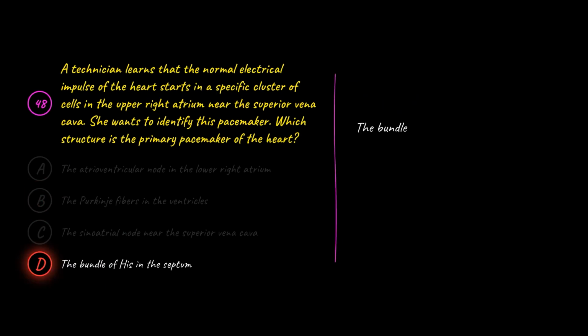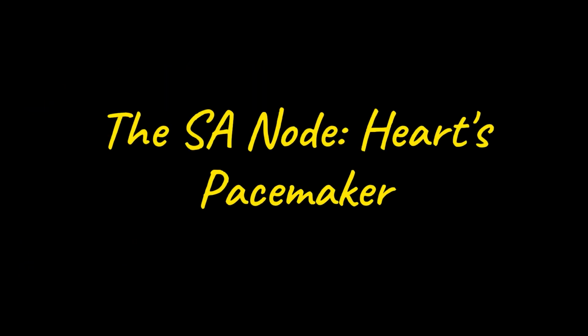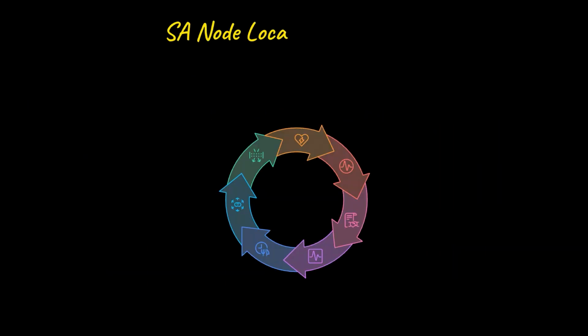D is wrong because the bundle of His conducts the impulse from the AV node into the ventricles but does not normally generate the impulse itself. The bundle is a relay path rather than a pacemaker site. The sinoatrial node is the heart's natural pacemaker, the origin of every normal heartbeat. Understanding where it sits, what makes it fire, and how its signal travels is essential for mastering cardiac conduction questions.